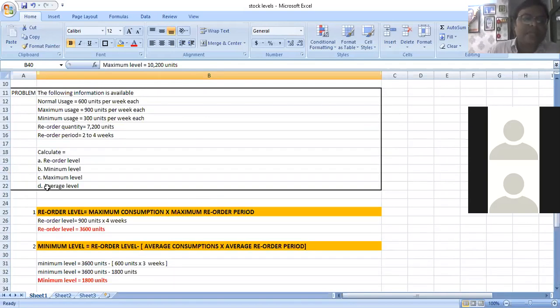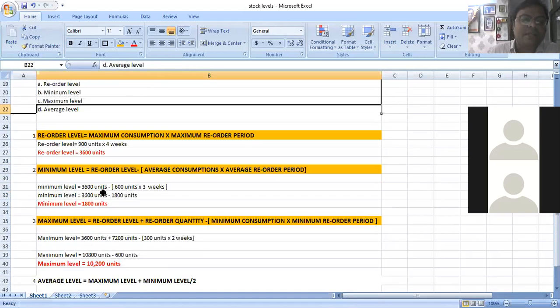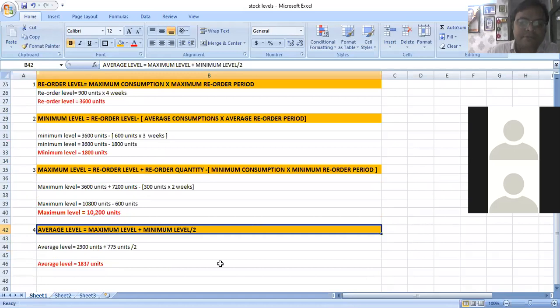Now what is the last one? The last one is called the average level. What is the formula? A very simple formula. Average level is maximum level plus minimum level divided by 2.